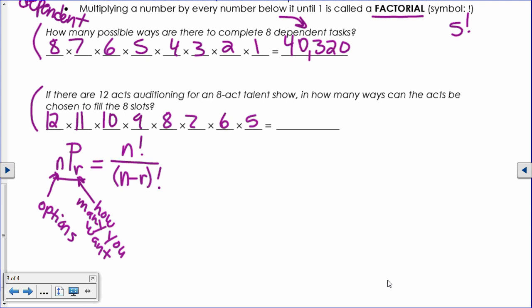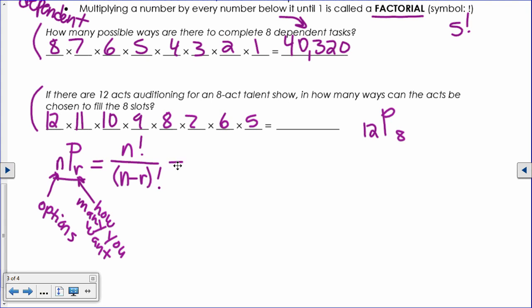So the notation, when you guys see a question on the homework, they're going to have a number here, capital P, then another number. That's telling you how many options you had, and then how many of those options you wanted. So for this example, I would have 12P8. Right? Now all I need to do is plug in n and r into this formula.